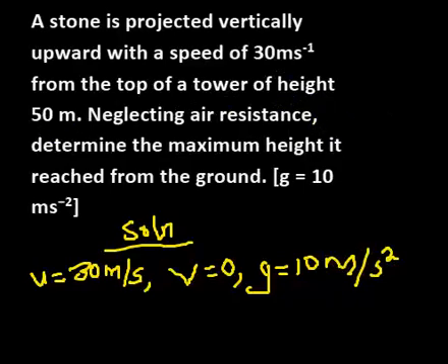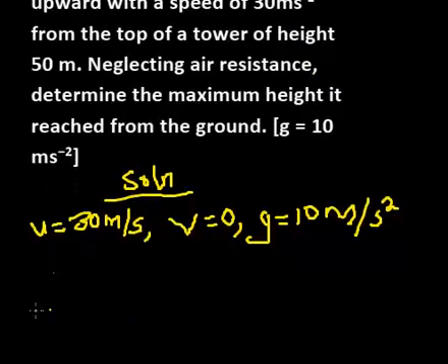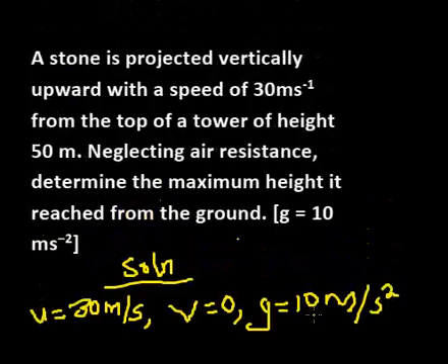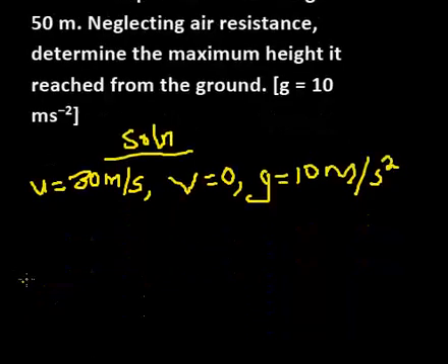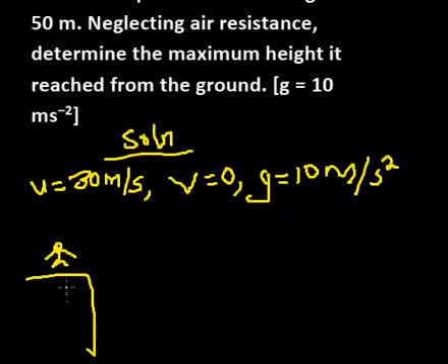Wow, there's some complexity here, but we will tackle it. Okay, so now please take note of this. Reading this question, I now discovered that this object was thrown not from the ground, but from the top of a tower. That means the person that actually threw this object up is already at the top of the tower. And the top of the tower is 50 meters from the ground.